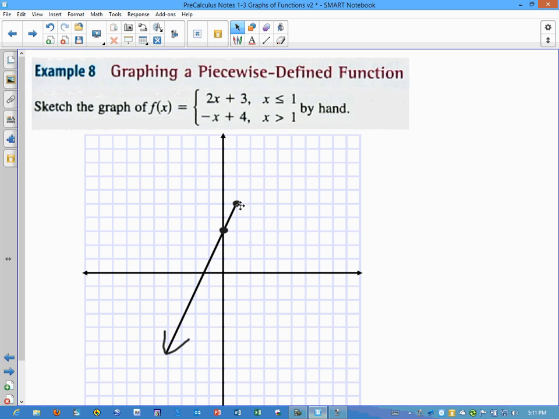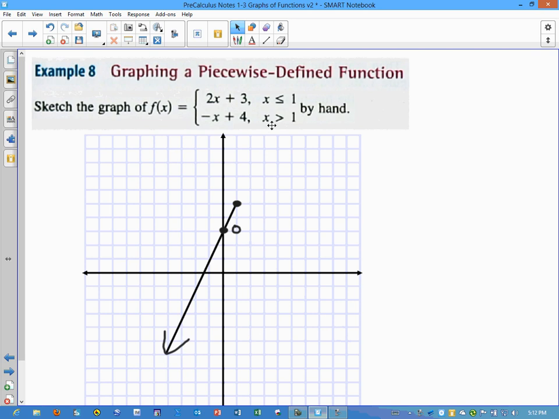And now that does continue on forever, any values where x is less than 1. Now to the right, we're going to start again at 1. We're starting at 1, but it's not going to be included in the interval. So if x is 1 and we put 1 into this rule, this equation, then it'll be -1 plus 4, which is +3, so (1, 3) would be a point on here, but it's not included in the interval, so we're going to do an open circle.